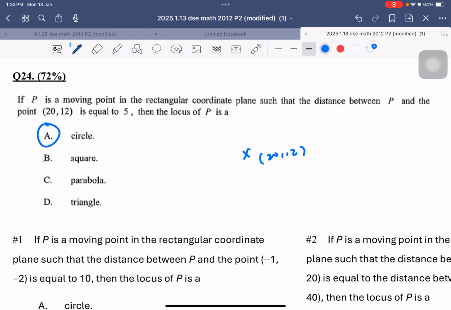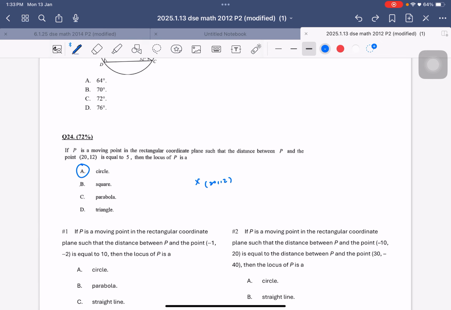Easy? Do you know what is a square? Yes. But how come a locus is a square? You don't learn it. Do you know what is a parabola? You actually know it. The quadratic function is a parabola. But you didn't learn the locus of a parabola. What is a triangle? So you don't have those loci. So if you can't do it, then try using the circle. Okay? Understand? So next question.